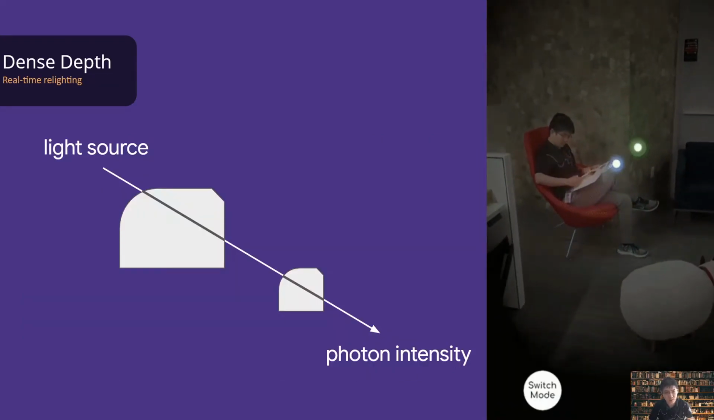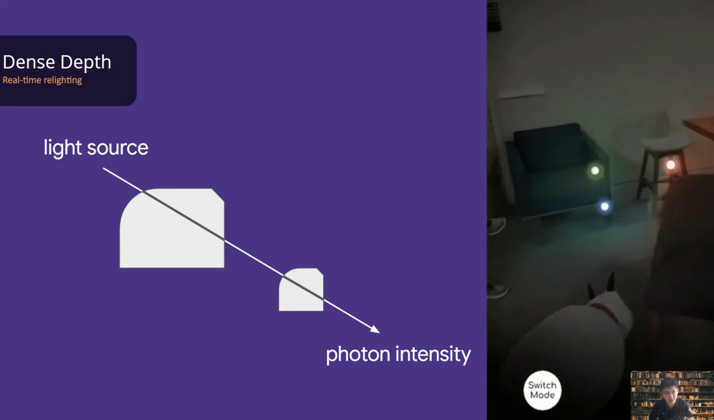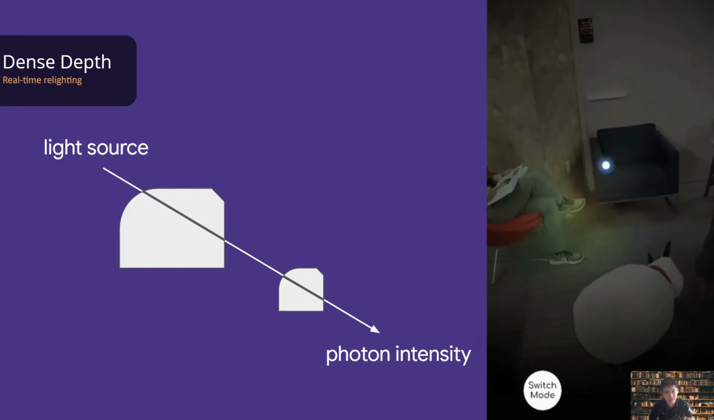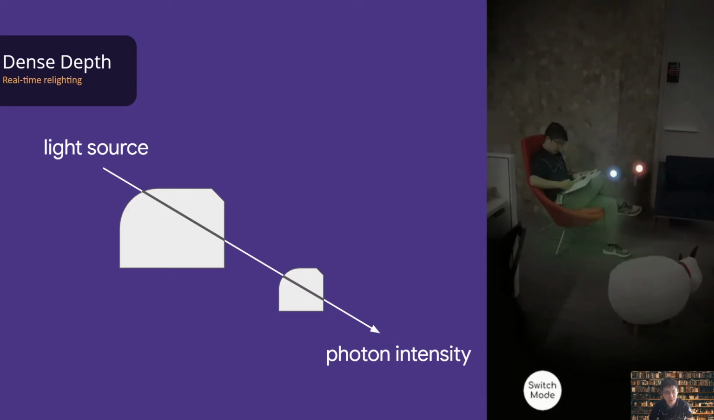Relighting is an important use case of dense depths. We cast rays from each light source to each pixel and estimate the photon intensity arrived at the pixel in real time.